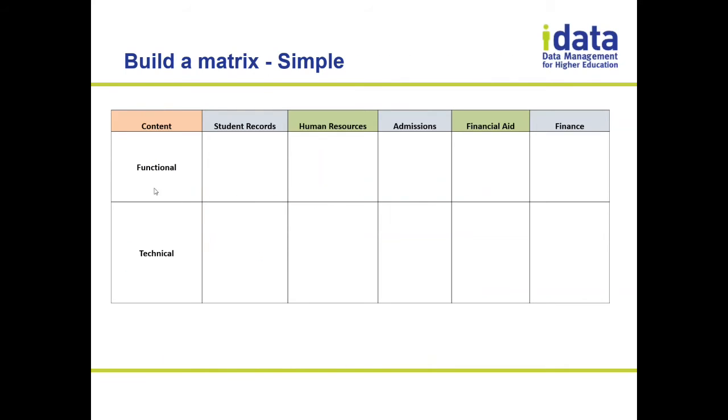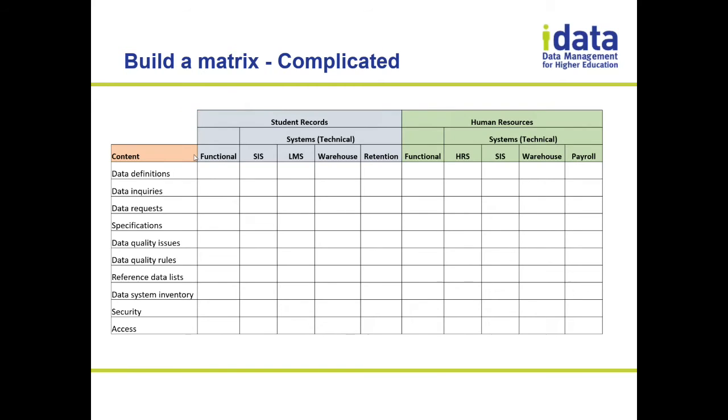So you can create a simple matrix for your governance around the business areas and functional and technical resources. Again, you could have the same person in multiple buckets, and that's fine. Or you could have a fairly complicated one. So over your student records technical system and your human resources technical system, there may be a different person who's in charge of understanding the technical details for your student information system, as opposed to the person who understands where it is in your warehouse or your retention. So think about that as you specify this.